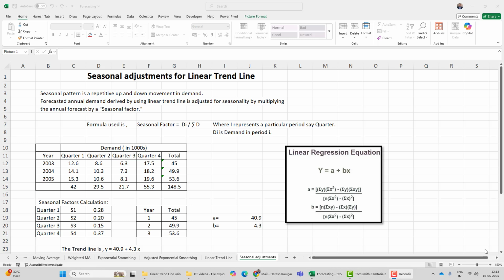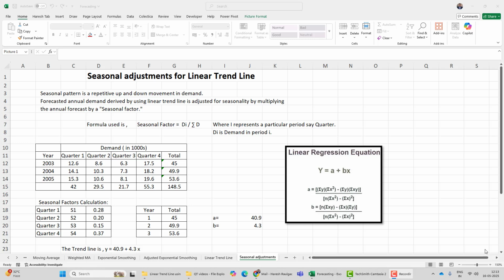Hello students, in this video we are going to look at the seasonal adjustments for linear trend line, and this is the last video in the forecasting series of videos. In the last video we have seen the linear trend line, so we will be using that linear trend line approach in this.